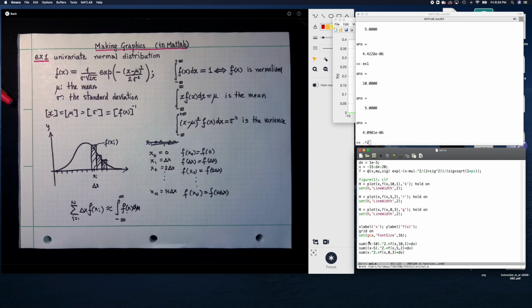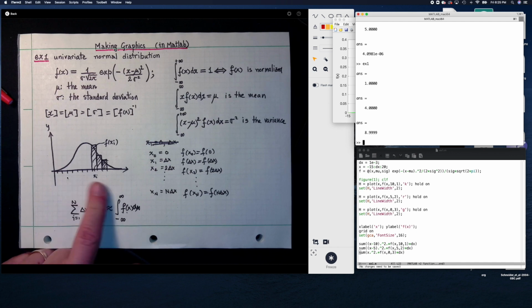So now the first integral should give me 1, because 1 squared is 1. The second one should give me 4, because the standard deviation 2 squared is 4. And the last one should give us 9. So let's try it. And what we get is 1, 4, and 8.999, which is pretty close to 9. So it seems that these 3 integrals, the normalization, the mean, and the variance, all work out to what they should be by simply approximating the integral using these little rectangles.